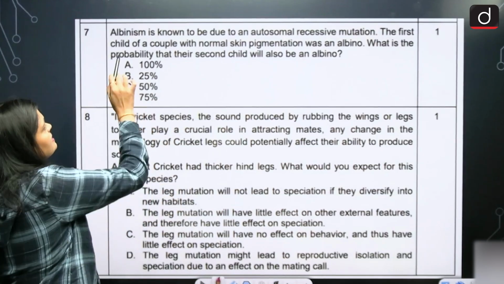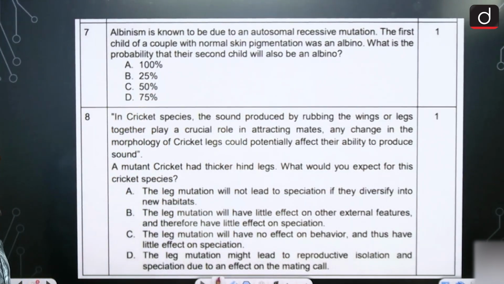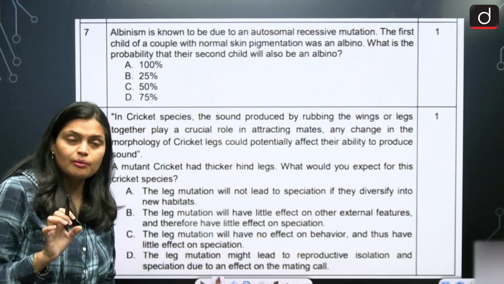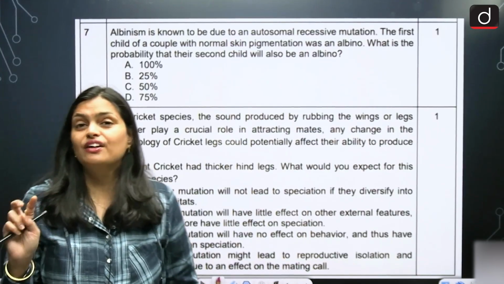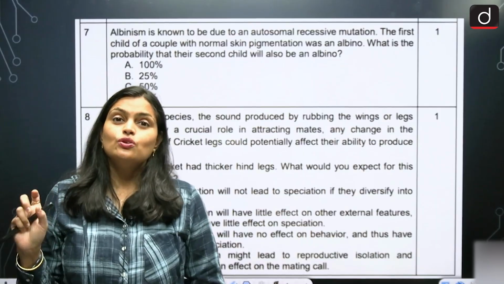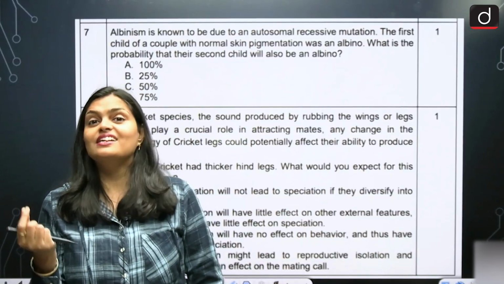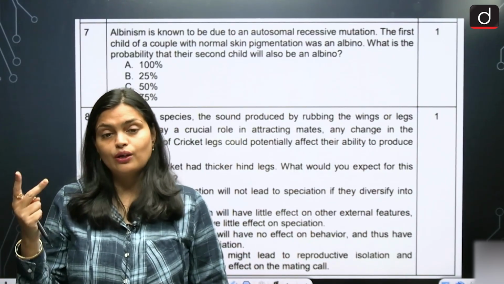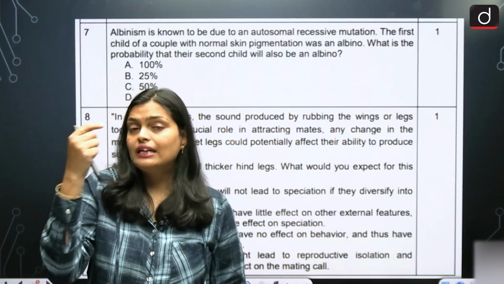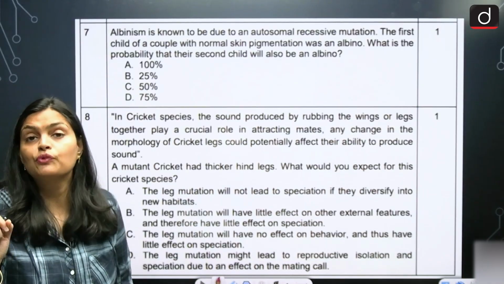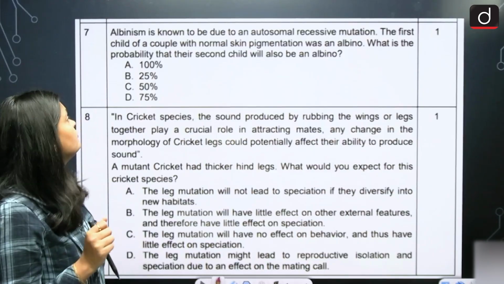Then the next is albinism is known to be due to autosomal recessive mutation. ऑटोजोमल रेसेसिव म्यूटेशन का मतलब क्या हुआ कि एल्बिनिज्म एक बीमारी है जो ऑटोजोम पे होती है. We have two types of chromosomes, sex chromosomes and autosomal chromosomes, right? तो ऑटोजोम वाले क्रोमोसोम पे रेसेसिव एलील, हर जीन के लिए हमारे पास 2 एलील होते हैं, 1 डोमिनेंट एंड 1 रेसेसिव एलील. तो जो एल्बिनिज्म है ये ऑटोसोम के क्रोमोसोम पे रेसेसिव एलील में म्यूटेशन के कारण होता है, ठीक है.